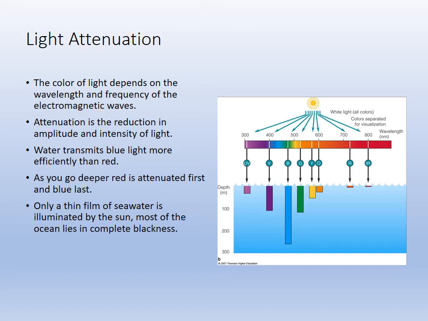Red light only makes it down a few meters. So you go past 10, 12 feet, there's no more red. Everything looks green and blue. Deeper, deeper, deeper. And then finally, blue penetrates the deepest, deep blue sea. So you start to lose colors. And of course, this determines what photosynthetic pigments are best, because if you're losing light, that light cannot be used for photosynthesis.